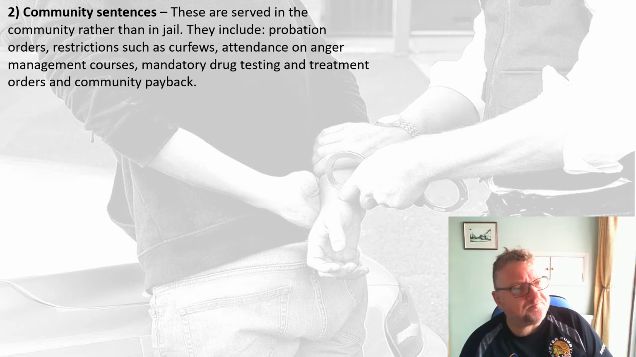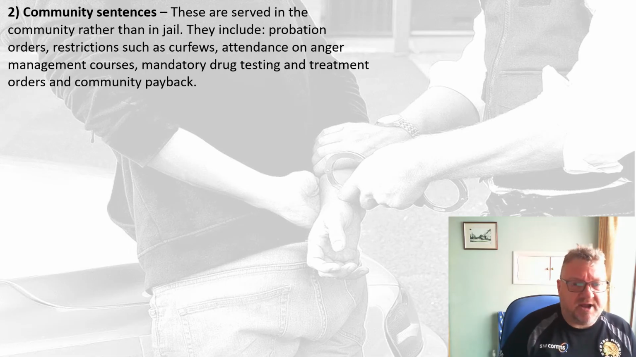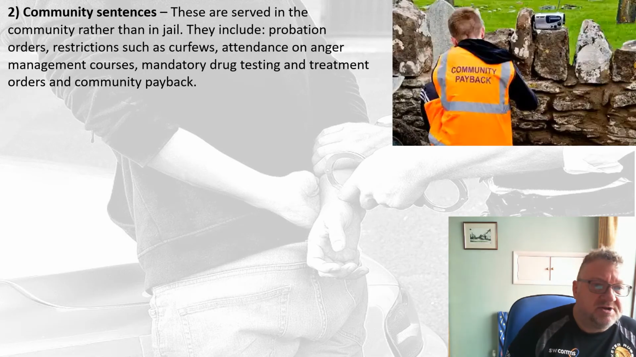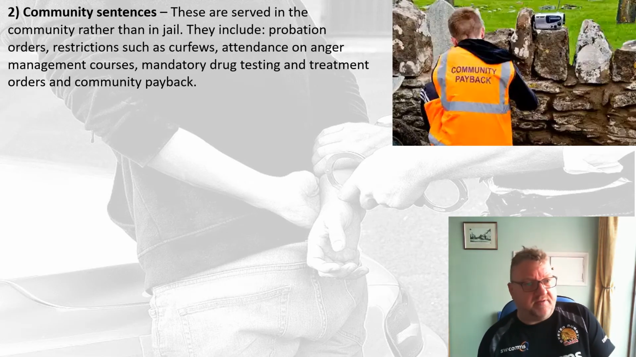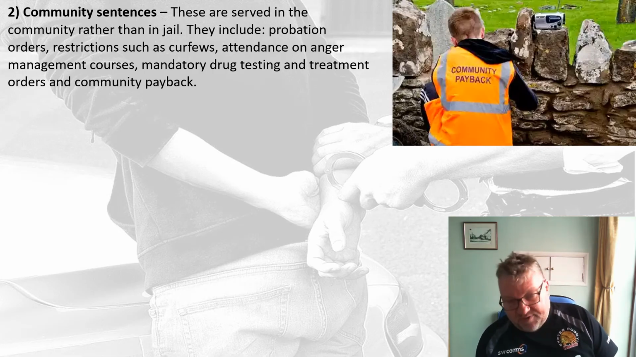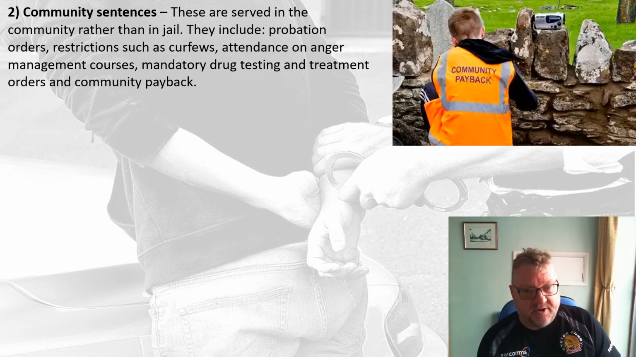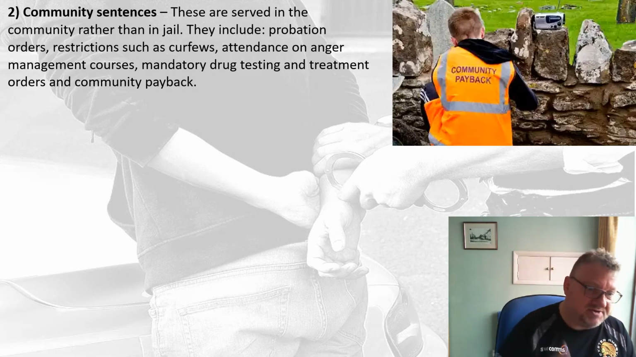The second category we have is community sentences. So this is where you see community payback, etc. Now they are served in the community rather than in jail, and that can include a probation order, a curfew, tagging, attendance at anger management courses, mandatory drug testing, treatment orders. Community payback is anything that involves not serving your time in jail but doing it in the community. So prison sentences, community sentences.